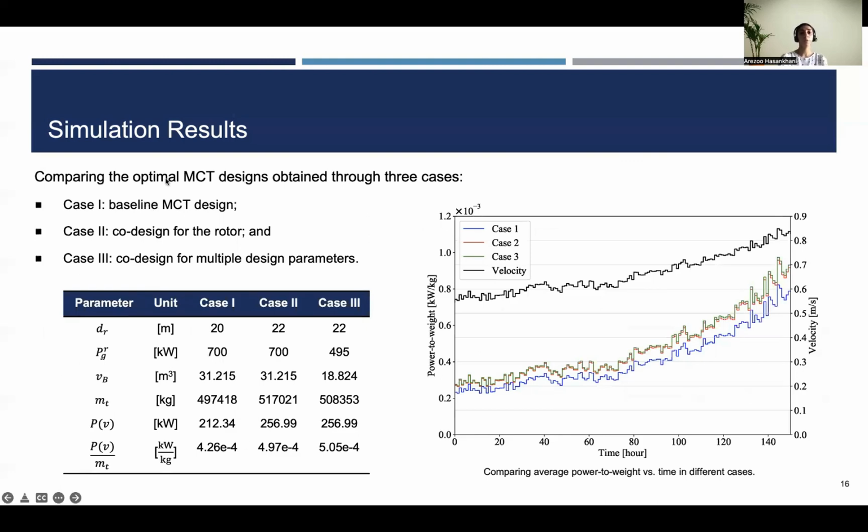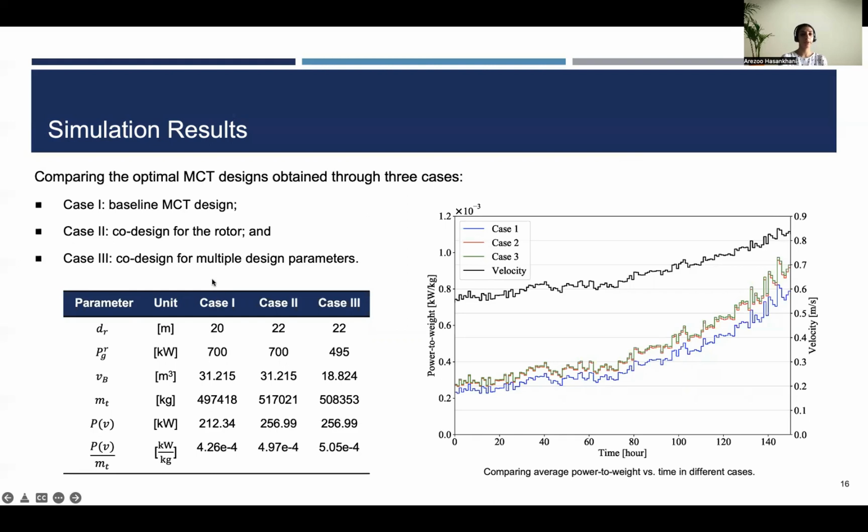So finally, we compare the optimal MCT design for our system through three different cases. The first case is related to the baseline MCT design, which is already discussed in the beginning of the presentation. The second case is related to the co-design, only considering the rotor diameter as a dominant design parameter for our system. And the third case is related to the control co-design for multiple design parameters. So these results are shown in this table.